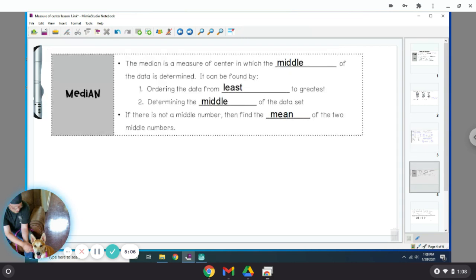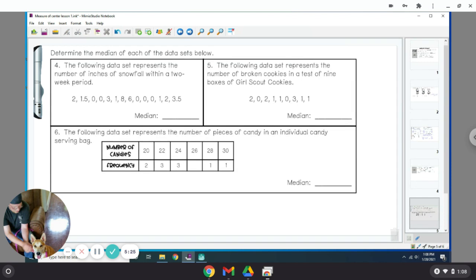Okay, that was the average. Now we're going to learn something called the median. The median is the middle of the data. To find it, you need to order the data from least to greatest and determine the middle number. If there's no middle number, then you're going to have to find the average of the two middle numbers, or the mean of the two middle numbers.